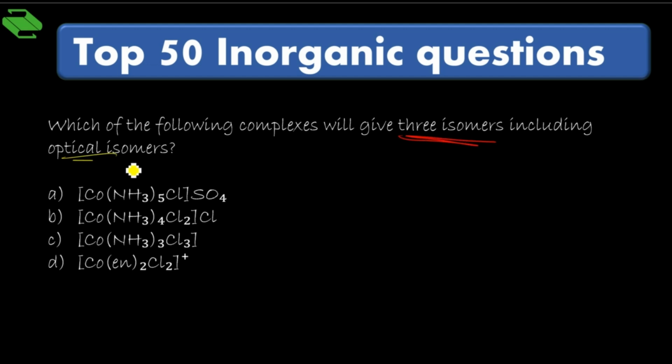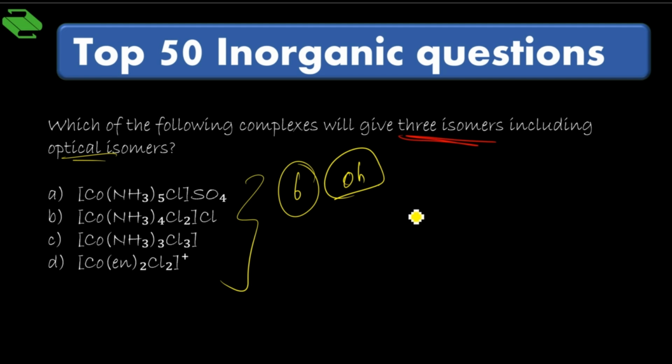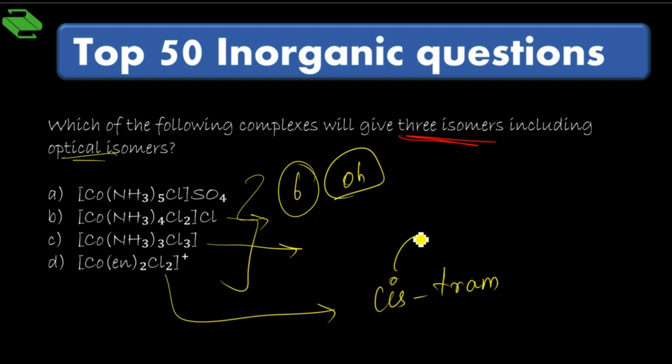Next question is asking for 3 isomers including optical isomers. Okay, so all these options have 6 as a coordination number, which means these are octahedral complexes. Upon comparing these, you can see this will exhibit facial and meridional, and this will also show cis and trans isomers. And in option D, you can see this will exhibit cis and trans and 1 optical isomer as well. The cis will show D and L. So a total of 3 isomers is possible for option D.